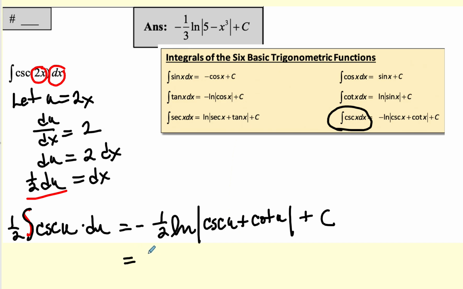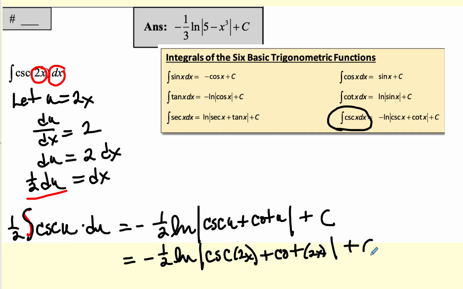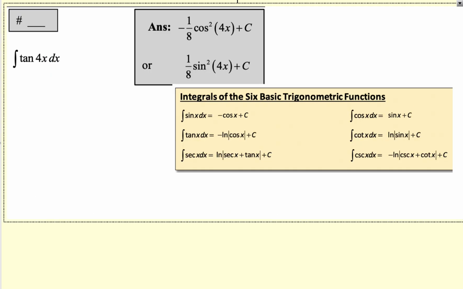And now I found my antiderivative in u, so I want to go back to x's. And so this will be cosecant of 2x plus cotangent of 2x plus c. And that's your first hint. It's located on page 2. The last 2 hints are located on the last page, and I'll go ahead and do it again following the format here.